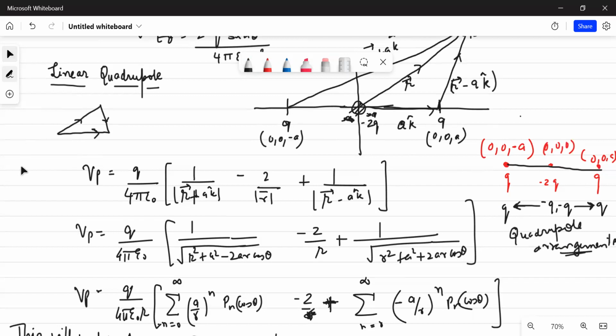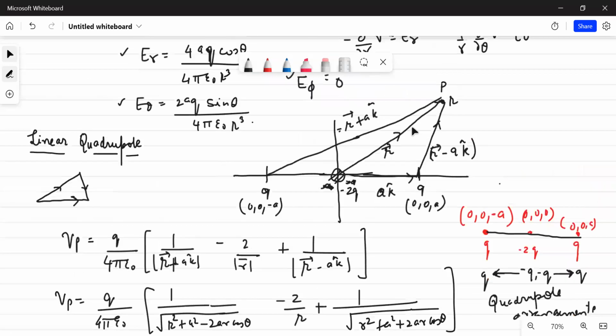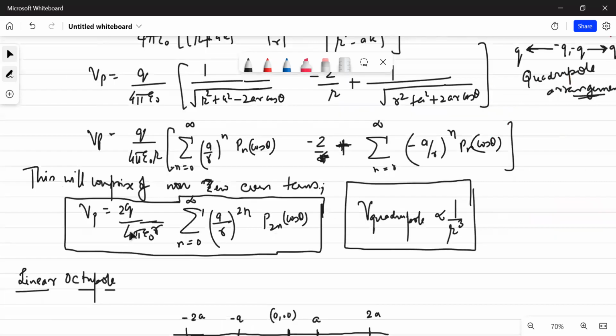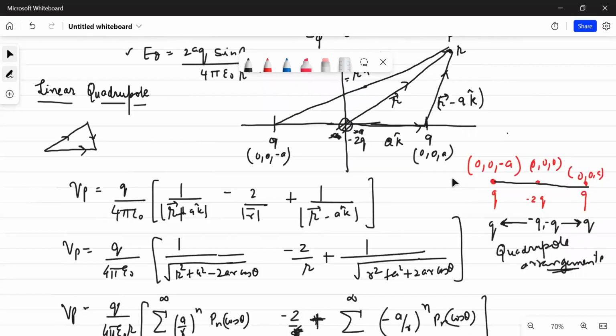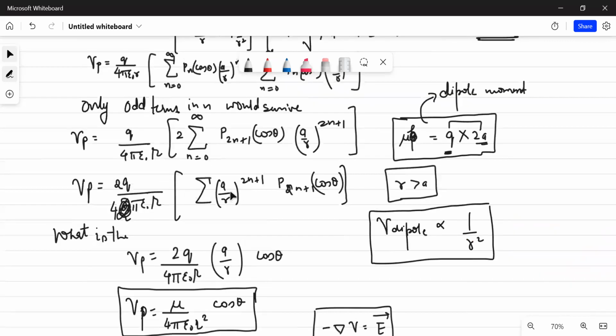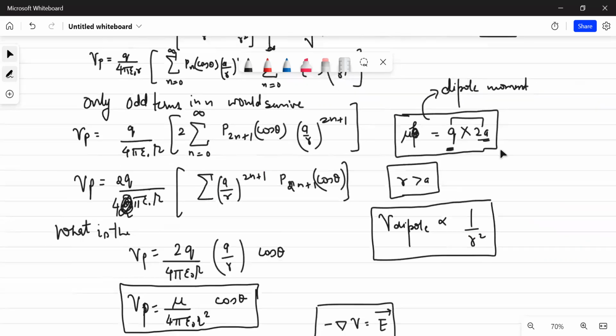We found that the potential at any point P is given by 2q upon 4 pi epsilon naught r, summation n equal to 0 to infinity. We found that only even terms would survive here. In the previous case, we found that only odd terms would survive, that is, a upon r to the power 2n plus 1, and there you had P 2n plus 1 of cos theta.